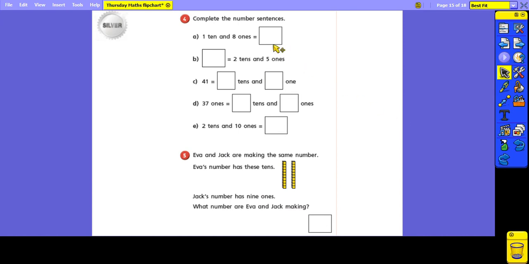And then you need to complete these number sentences. So 1 10 and 8 1s, what number does that represent? And so on. And for question 5, Eva and Jack are making the same number. Eva's number has these 10s. Jack's number has 9 1s. What number are Eva and Jack making? Okay, so you have to have a think and then write the number in the box.